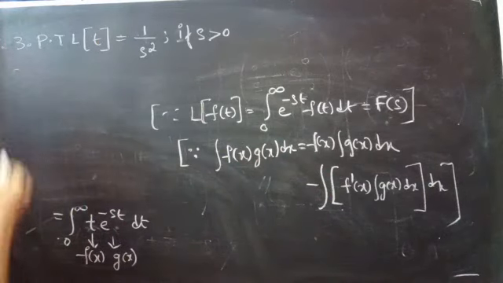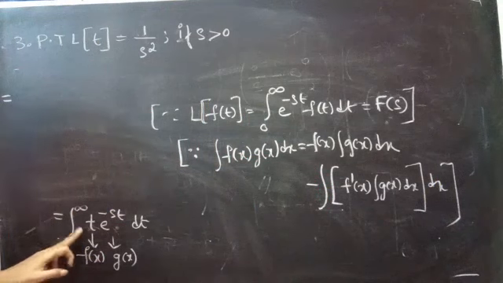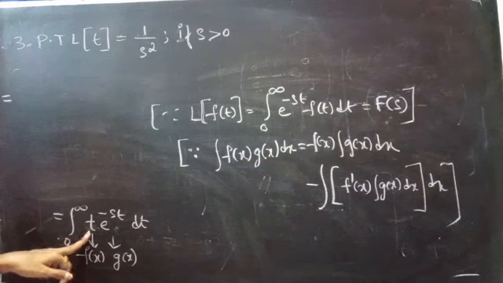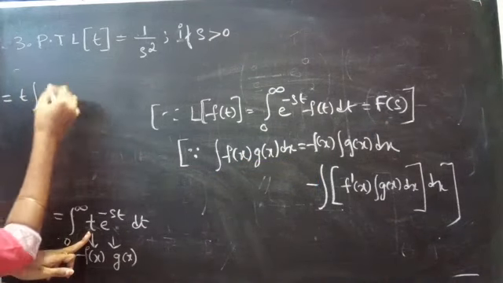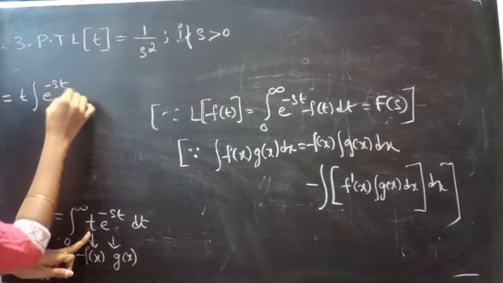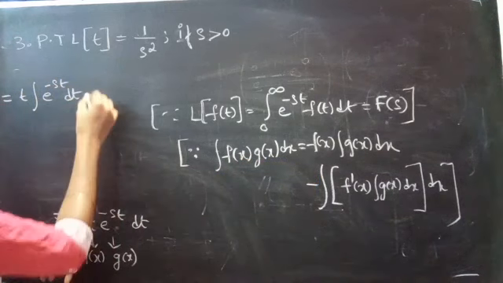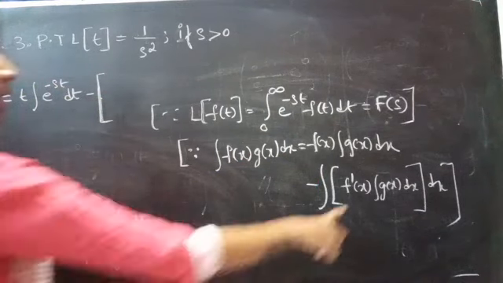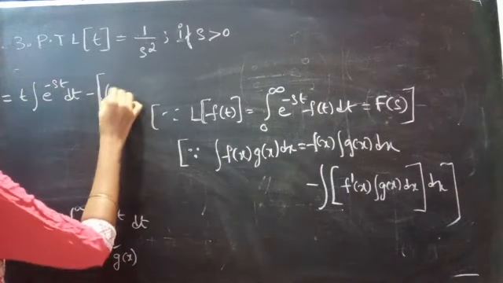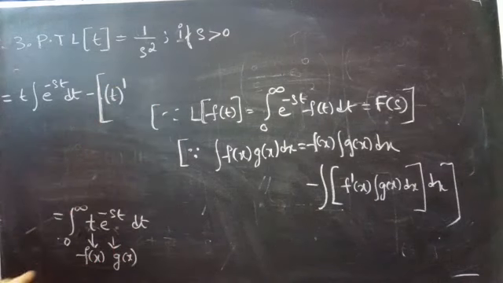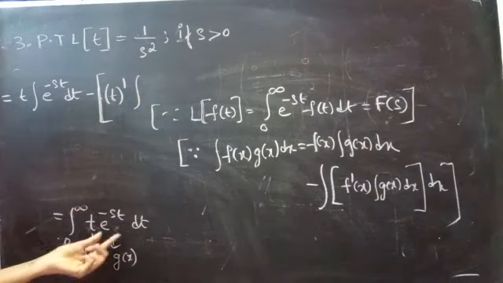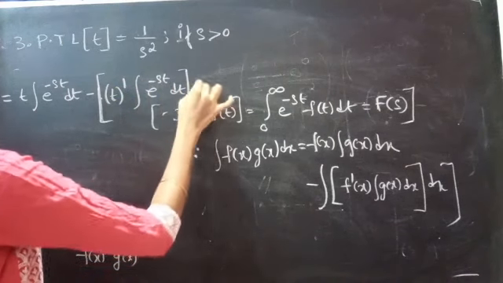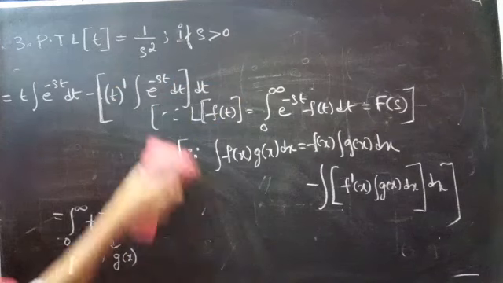So this is equal to f of x into the integral of g of x, that is t, into the integral of e power minus st into dt. Next, minus the integral of f dash of x, that is the derivative of t with respect to t, into the integral of e power minus st into dt.